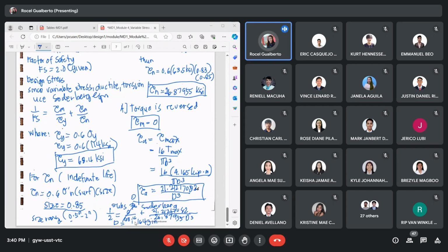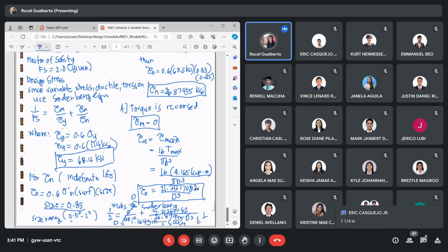But in this case, we do not need that. Okay? Kasi it is within the size range. Okay? So, you need lang po to convert this to the standard size. And what is the standard size? That would be, I think, 1 and 1/4 ba? Okay. So 1 and 1/4 of an inch. So that would be our answer for letter A. Okay? We use 1 and 1/4 of an inch. Okay? That is when torque is reversed.